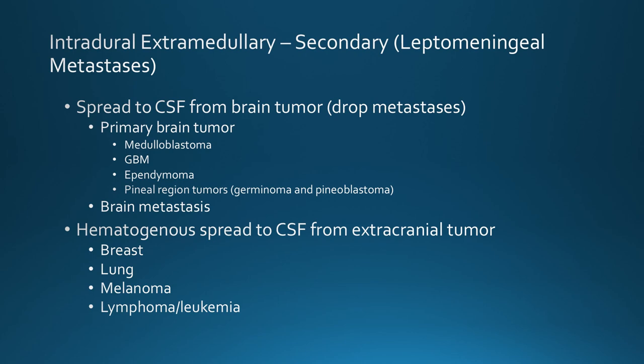Secondary intradural extramedullary lesions or leptomeningeal metastases, these can occur by two mechanisms. They can spread to the CSF from a primary brain or spinal cord tumor, so-called drop metastases, where a tumor on the surface of the brain breaks off into the subarachnoid space. The other mechanism is direct hematogenous spread to the subarachnoid space.